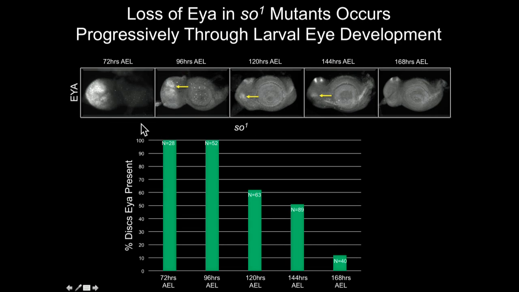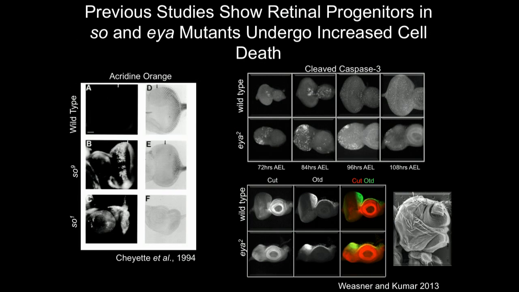And indeed, what we see is that that's exactly what is happening. At 72 hours after egg lay, which is the beginning of third larval instar, 100% of the discs examined still had strong Eyes absent expression. But as development proceeds, you can see that the expression becomes weaker until at 168 hours, the majority of the discs show no Eyes absent expression in the disc at all.